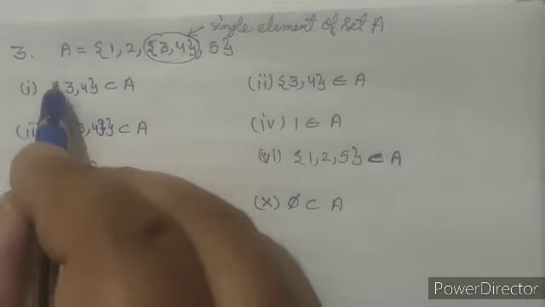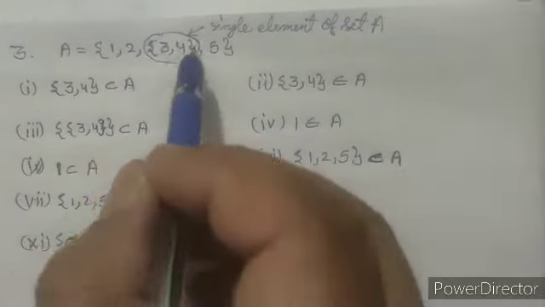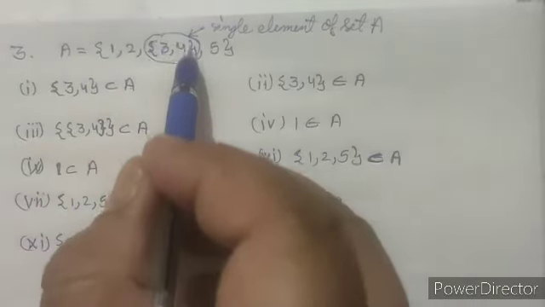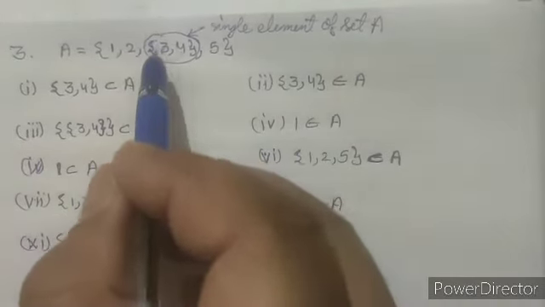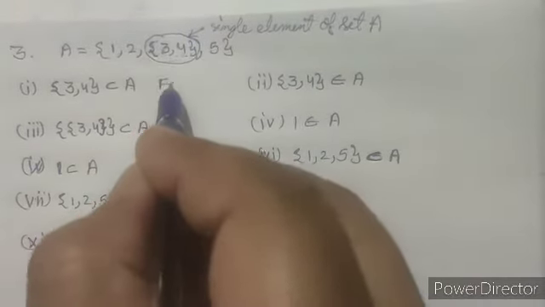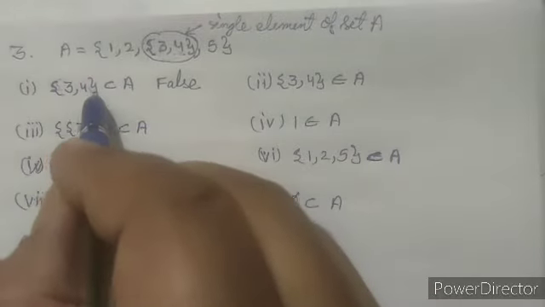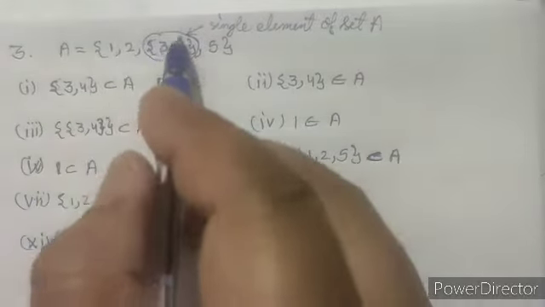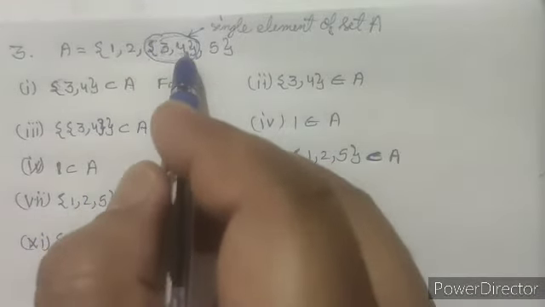Now here, 3, 4 is a subset of A. We know that inside the braces 3, 4 is written, so this {3, 4} will belong to A. This is not a subset of A. So it is false, as we can say, since this {3, 4} belongs to A, as we will regard this as a single element. So this belongs to A, it is not a subset.